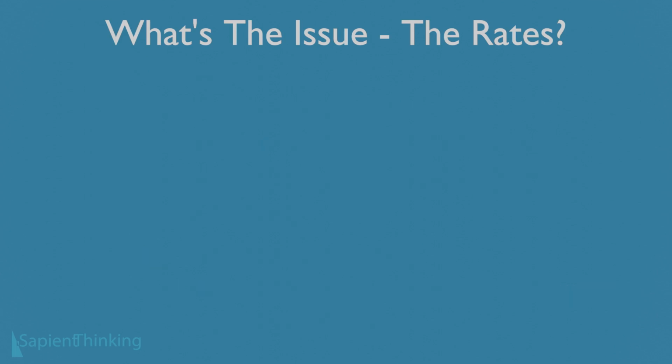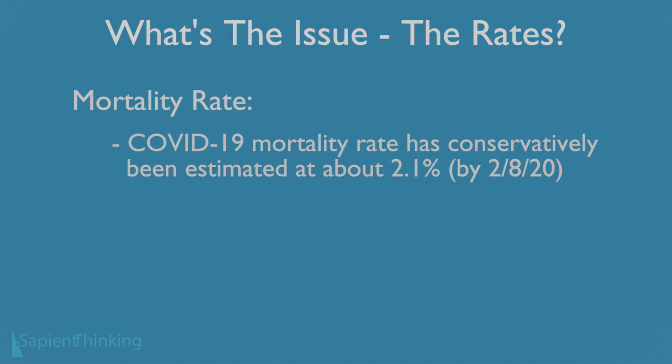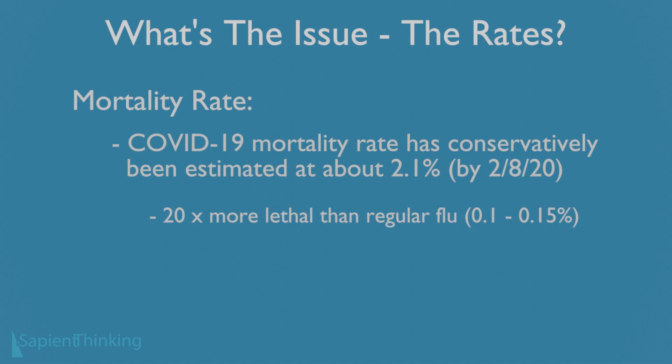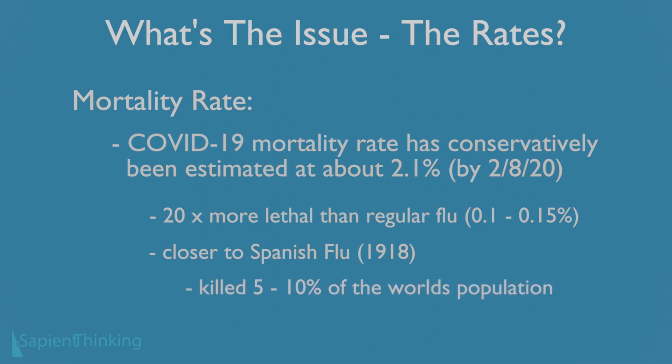Another central issue and concern regarding COVID-19 and emerging diseases is the mortality rate. COVID-19's mortality rate has conservatively been estimated at about 2.1%. This figure does not on its own sound alarming unless put into context of regular illnesses. COVID-19 is 20 times more fatal than regular flu, which has a mortality rate of 0.1 to 0.15%. COVID-19's mortality rate is closer to the mortality rate seen for Spanish flu in 1918 that killed between 5 to 10% of the world's population, which at that time accounted for the death of between 50 to 100 million people.